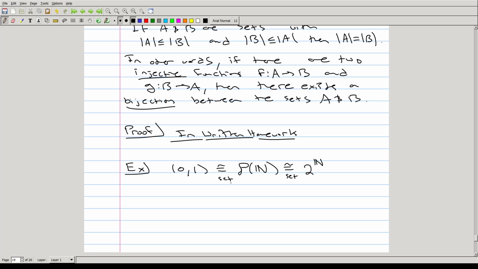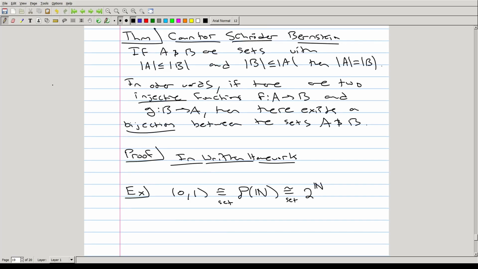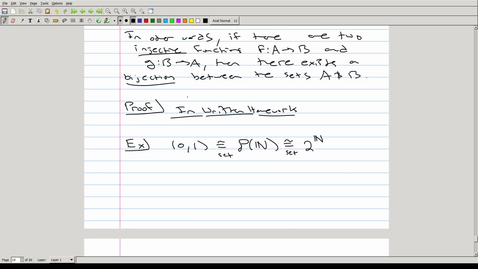If you find an injection from this set into this set, and this set into this set, then you have that the two sets are bijective by the Cantor-Schroeder-Bernstein theorem. So this is how you would use this theorem and how it is used to show this relationship, which is very cool.